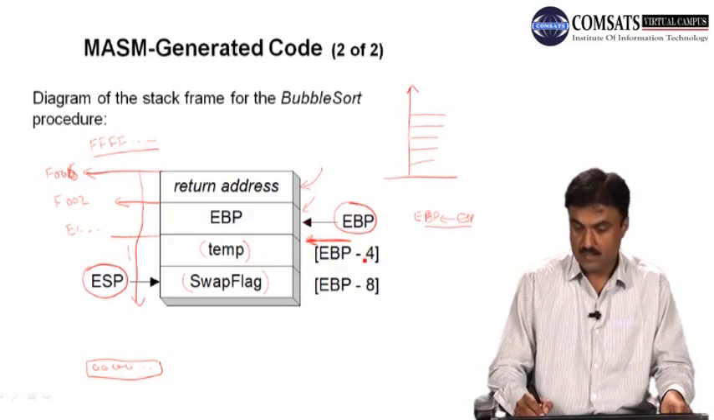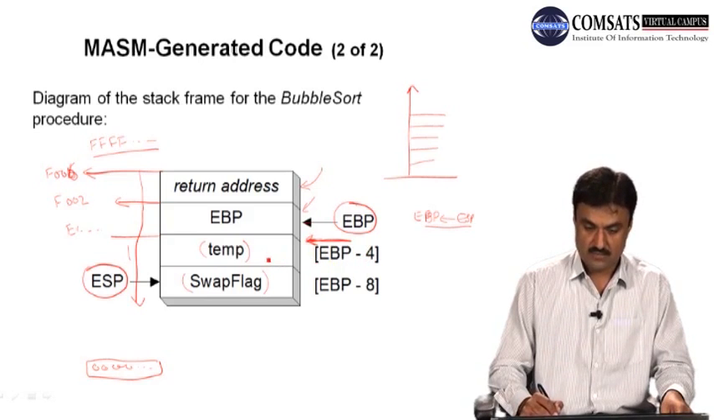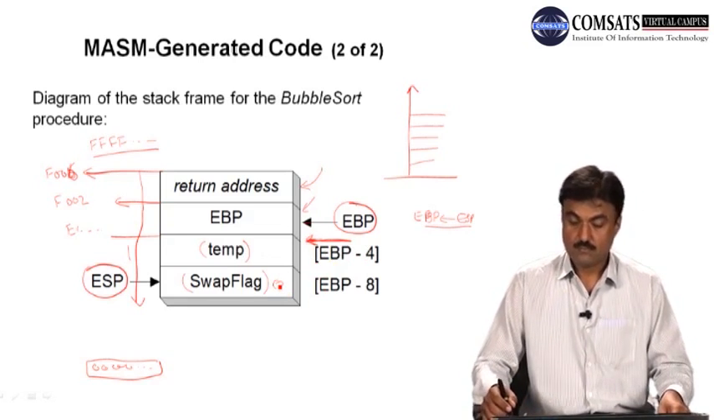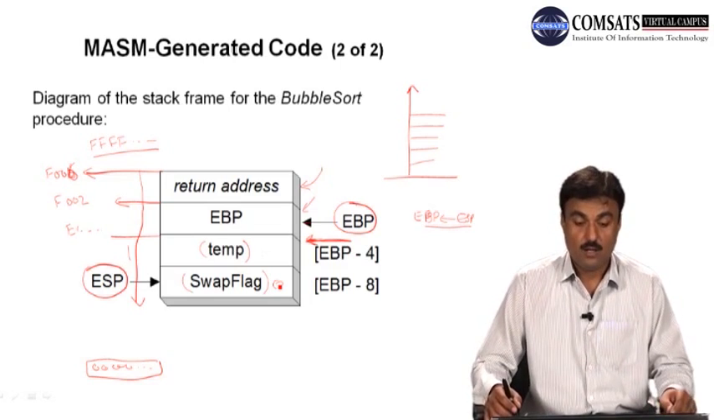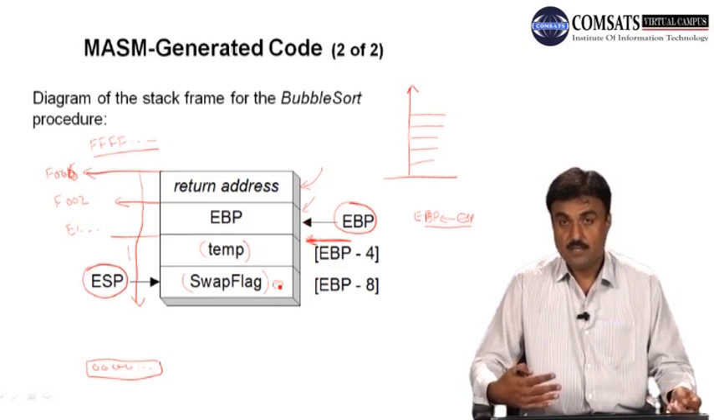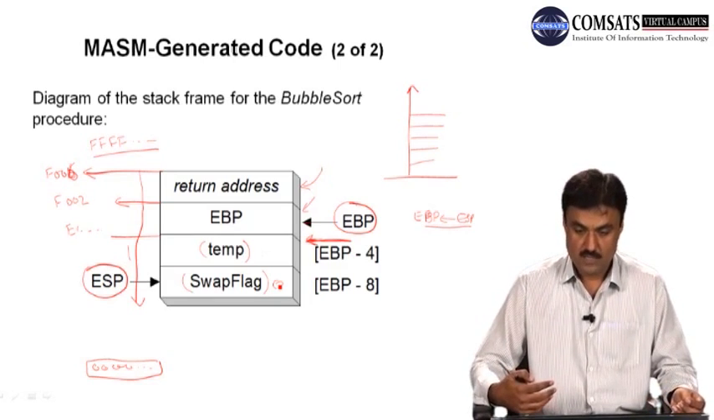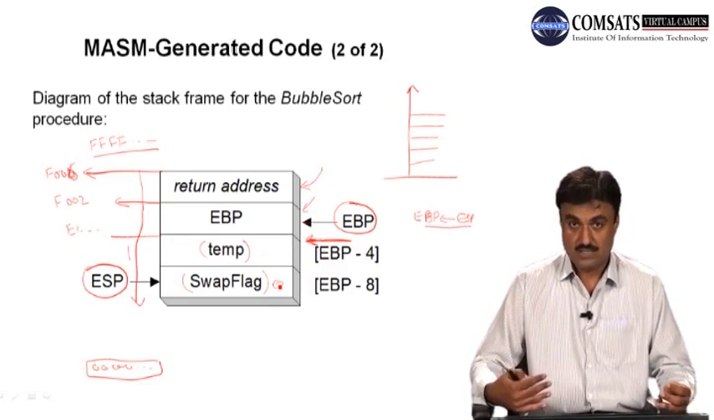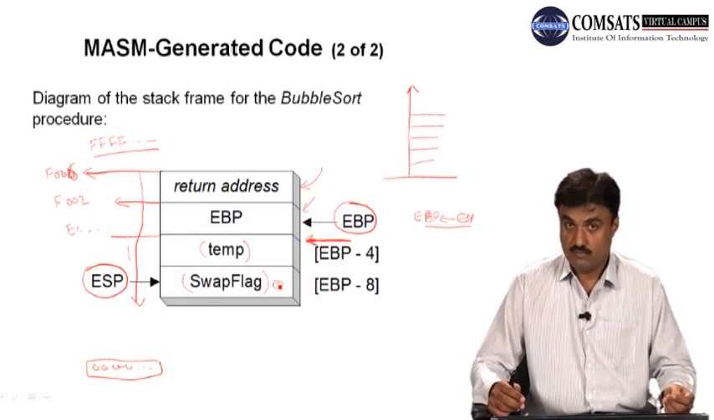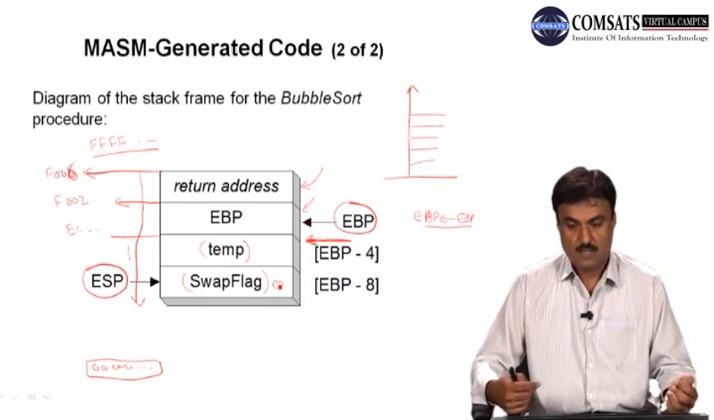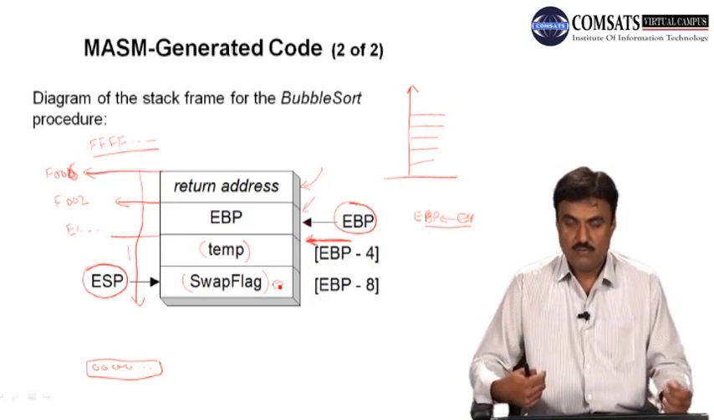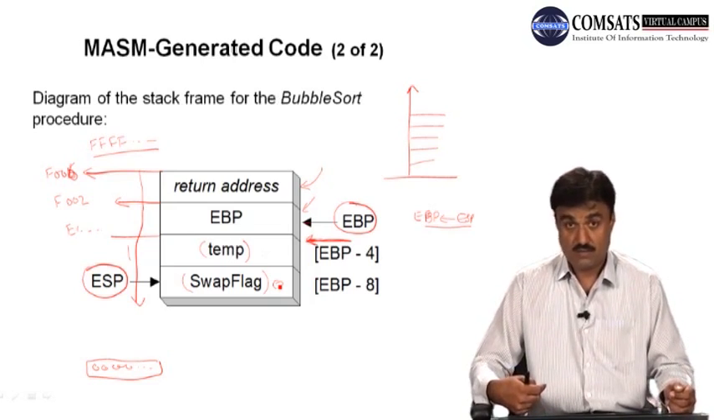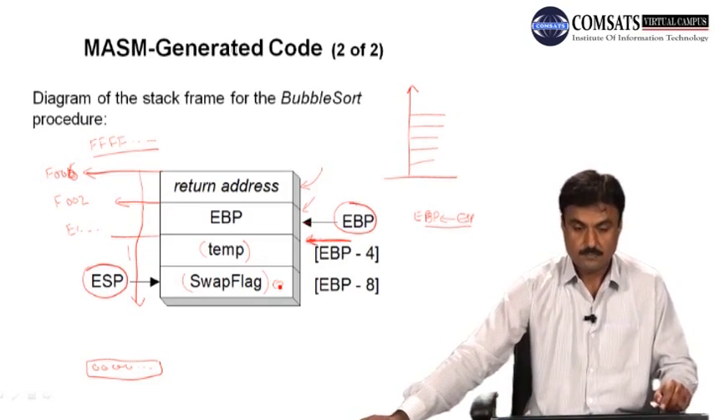Now if I say EBP -4, it means I can access this variable. EBP -8, I can access this swap flag and so on. So in this way we can access these two local variables either by using EBP or by using ESP. This is one of the things you will see in the coming slides, most useful when we use parameters. When we pass those parameters inside the stack, we will use EBP, and EBP will represent the effective way to access those local variables.